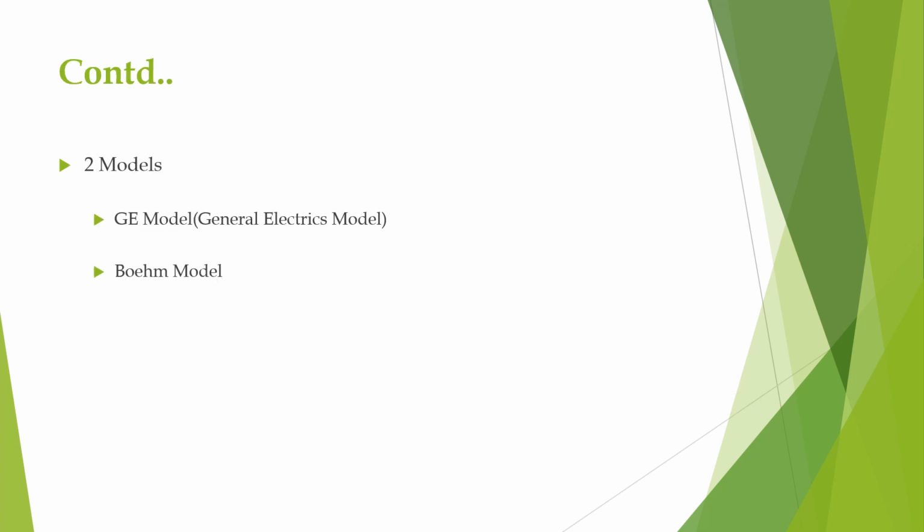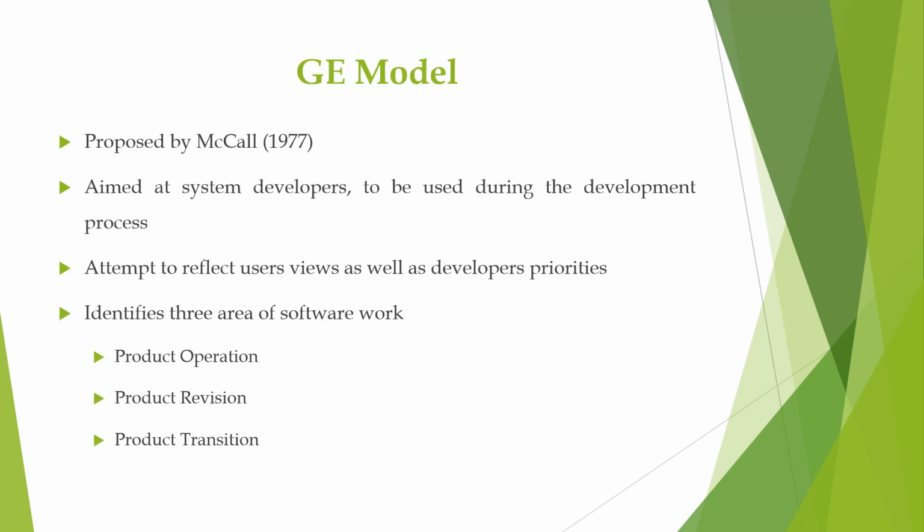Generally we have two different models for measuring the software quality. One is the GE model, the abbreviation of General Electric model, and the next one is the BOEM model. These two models rule the software quality area. The GE model is slightly different from the BOEM model. The BOEM model was developed by the scientist Boehm. McCall. Okay, first we will look into the GE model.